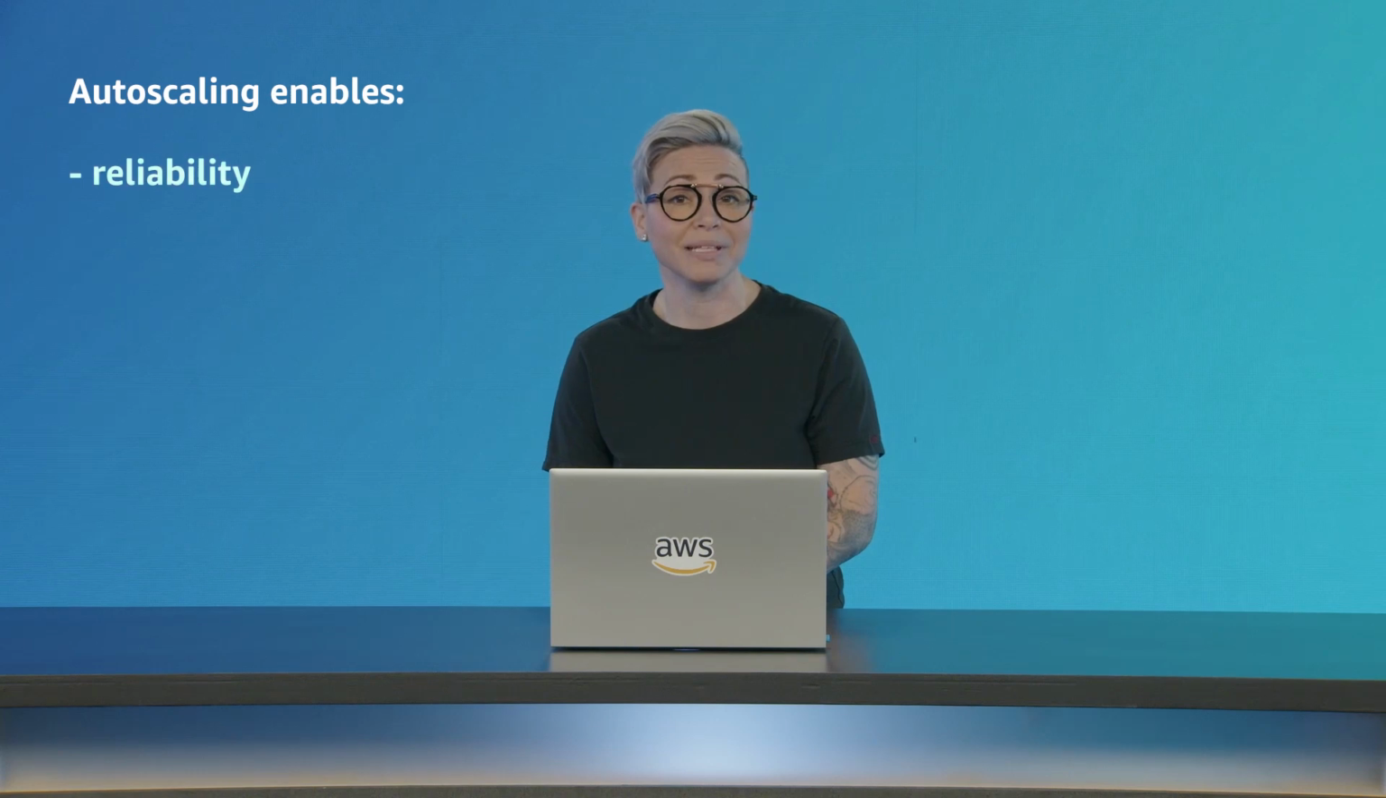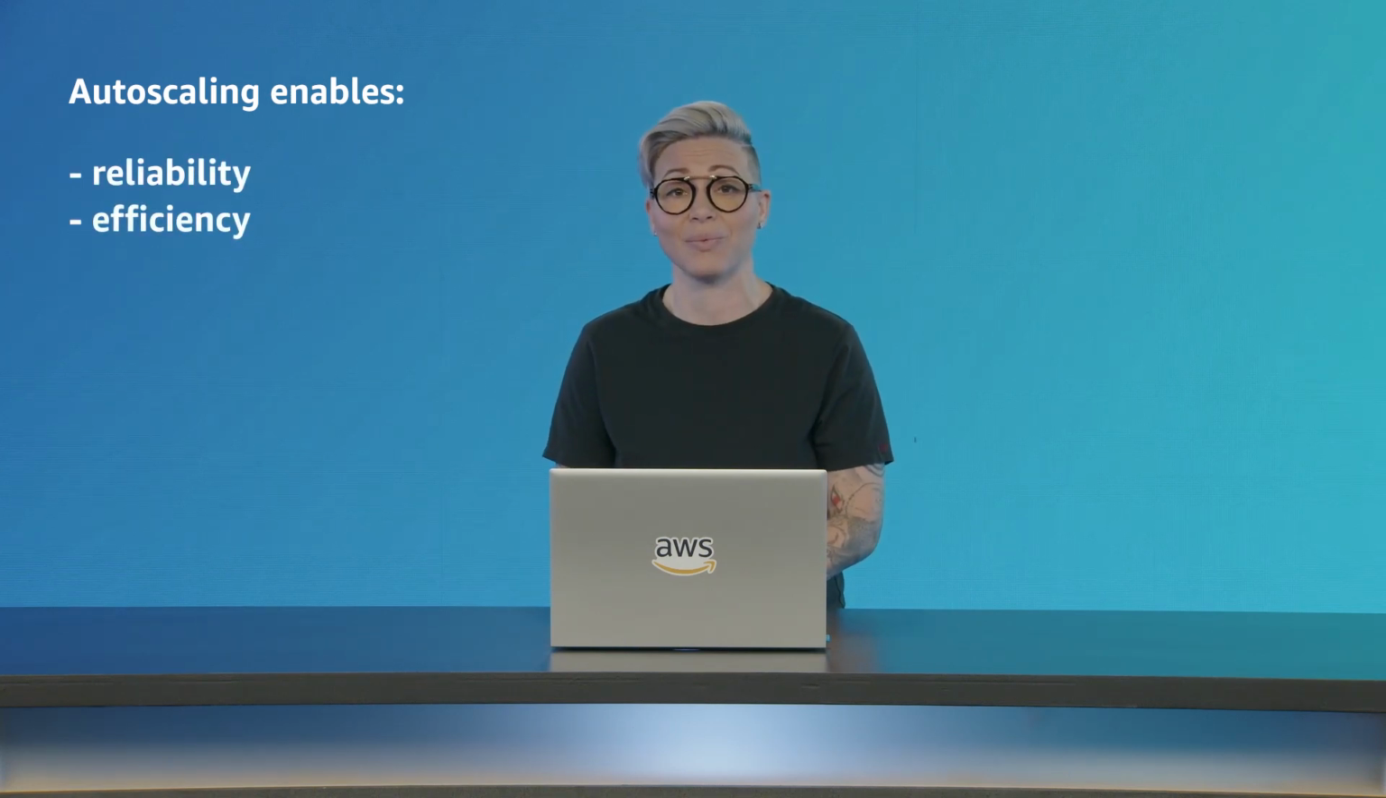In this video, we're going to talk about application autoscaling. ECS is a powerful solution that helps you run your application containers on AWS. ECS has a wide range of feature integrations that help your containers benefit from the full power of the AWS toolkit. One of these integrations is application autoscaling. Application autoscaling enables reliability and efficiency for your container workloads.